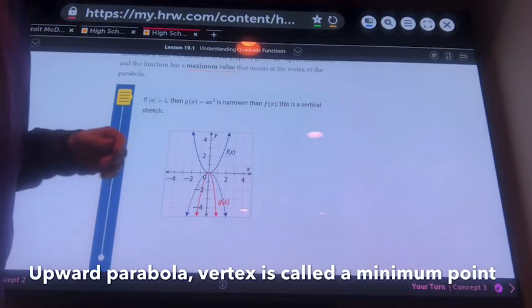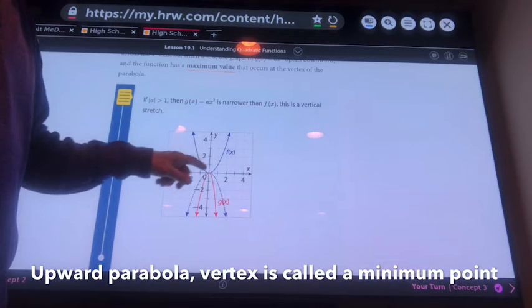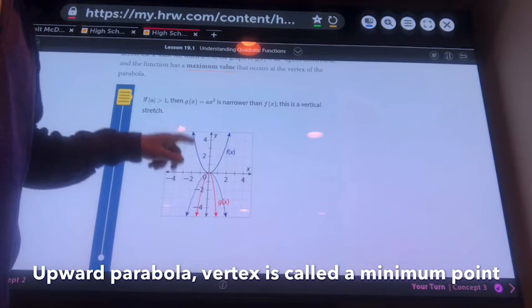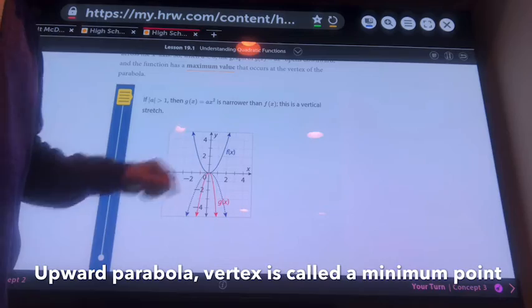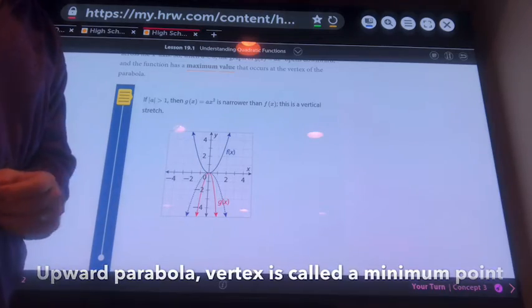And again, with an upward facing parabola where the A was positive, now the vertex would be called the minimum point.